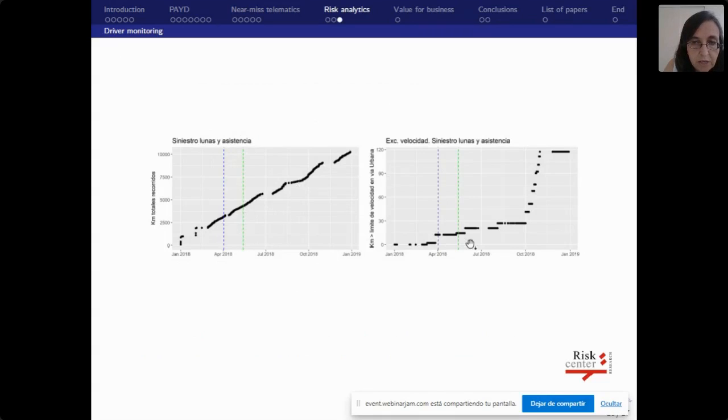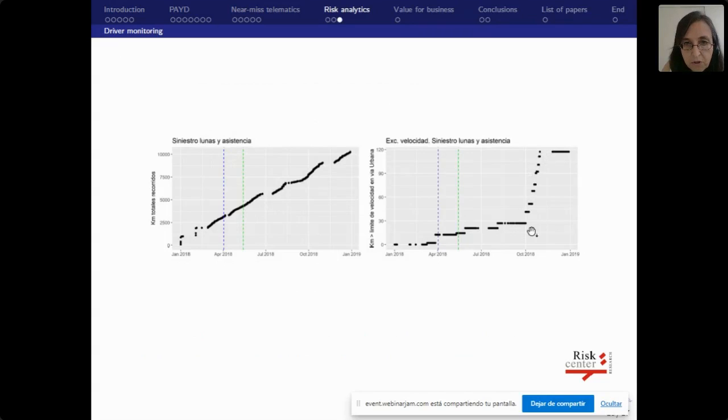There seems to be no relationship here. And also here we look at the kilometers, the percentage of kilometers above the speed limit in urban areas. And what we see here, okay, the two accidents do not seem to be much related to the behavior, but there is a change of behavior here.